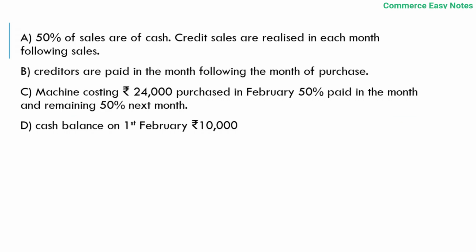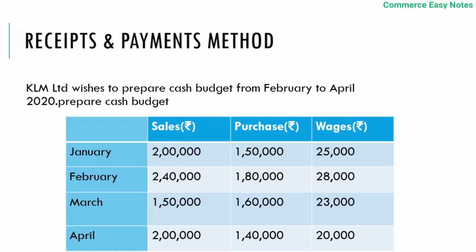And the second point says, creditors are paid in the month following the month of purchase. We'll assume all the purchases are credit in nature. Therefore, the purchase of, for example, 1,50,000 in January is a credit purchase paid in the next month, that is February. Likewise, February's 1,80,000 purchase is paid to creditors in March. Likewise, March in April.